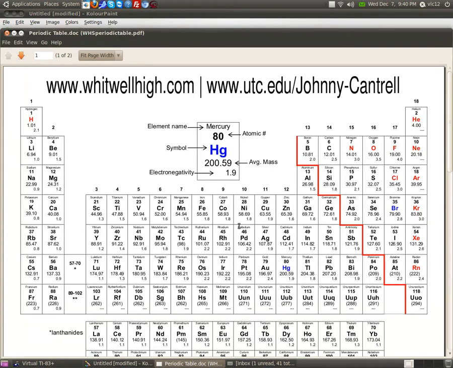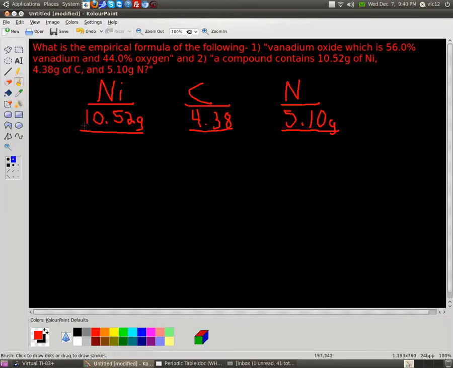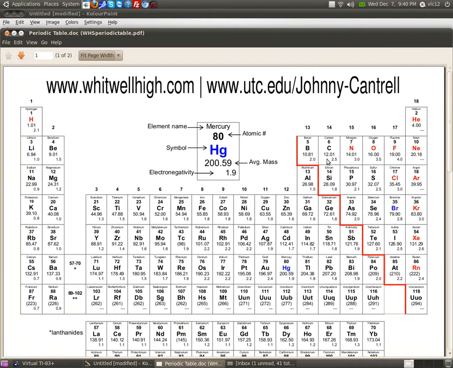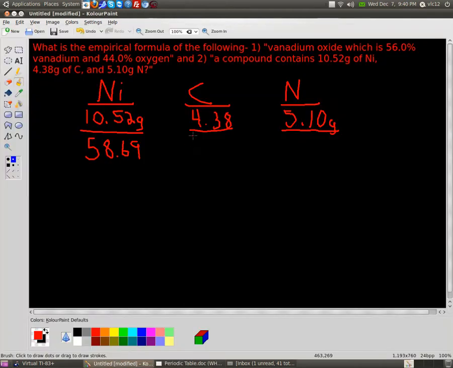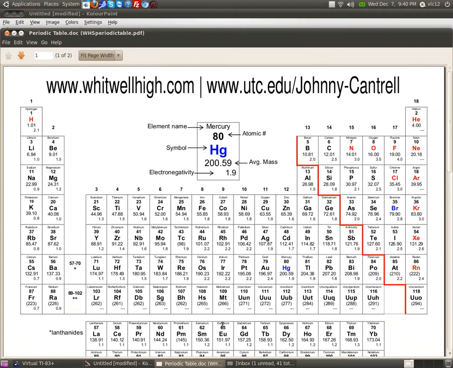Here's my periodic table. Nickel is 58.69. I'm sorry I repeat myself, but I do that so I can remember the numbers as I'm trying to write them down. Carbon, as you can see here, is 12.01. And nitrogen, looking back at the table, is 14.01.